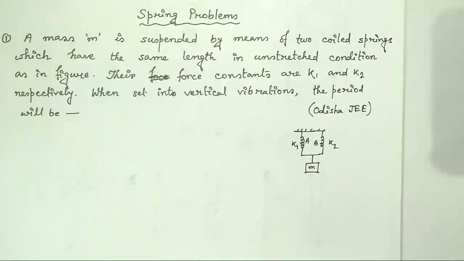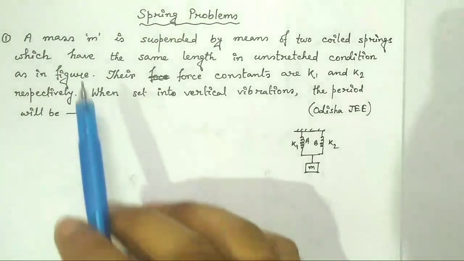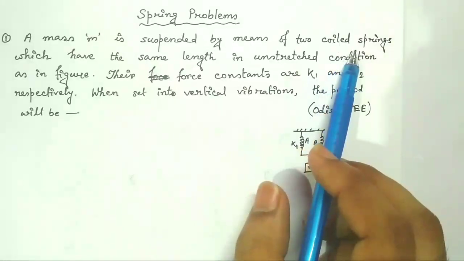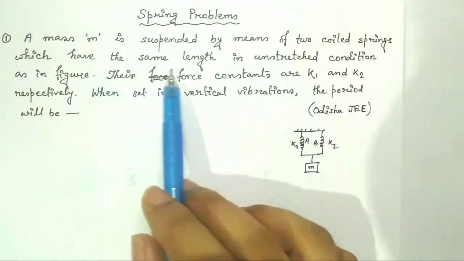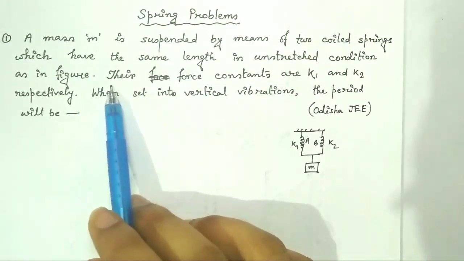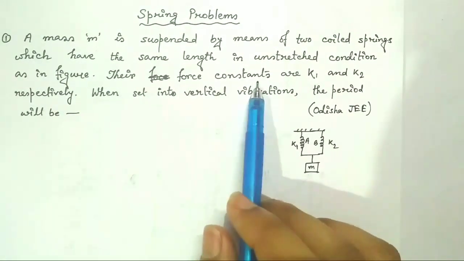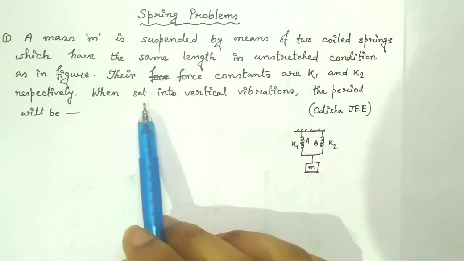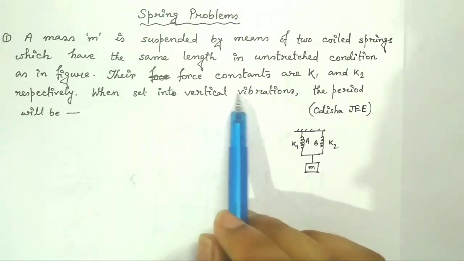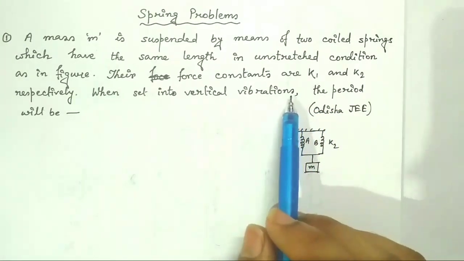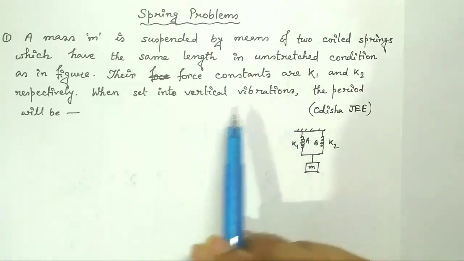Let's start. First question. A mass M is suspended by means of two coiled springs which have the same length in unstressed condition as in figure. Their force constants or spring constants are K1 and K2 respectively. When set into vertical vibrations, the period will be. What will be the time period of oscillation?